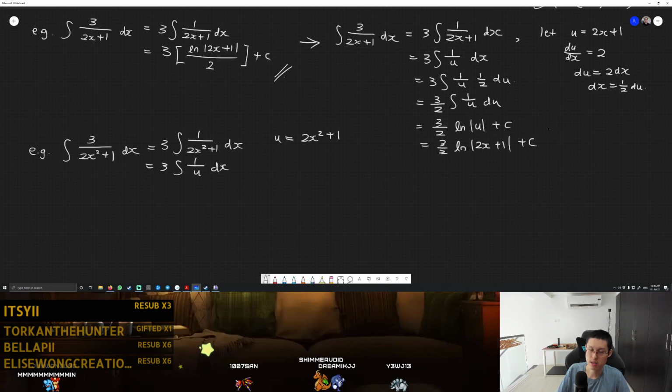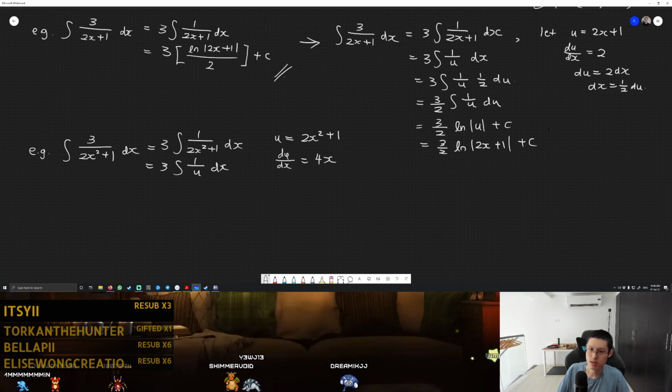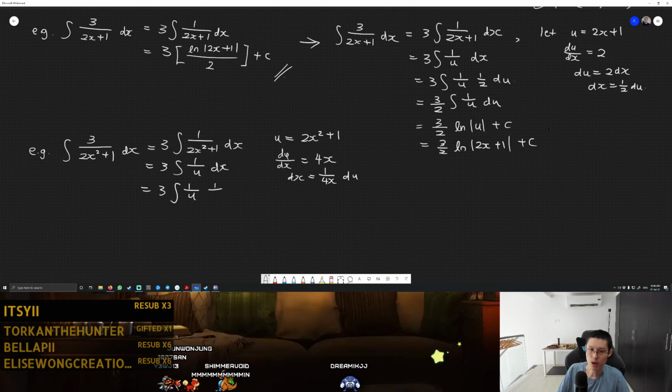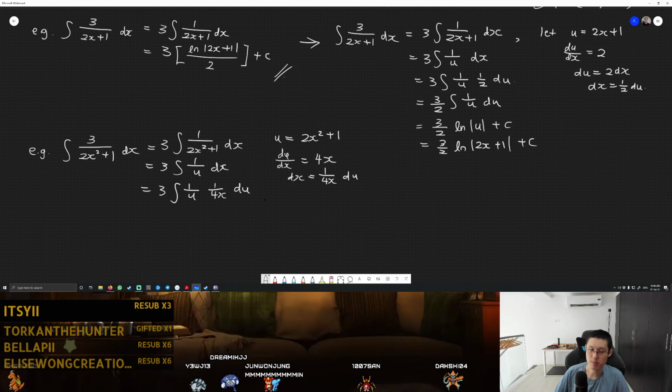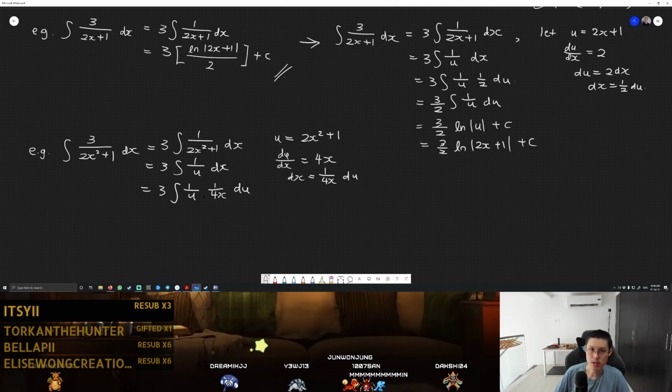Oh no, there's a dx here. We have to get rid of dx, so we have to put a du in there. So let's try differentiating this. We get 4x. So dx is going to equal 1 over 4x du. Hey, there we go. And I'm going to substitute that in. So 1 over u, 1 over 4x du. Oh no. Now we end up with a dilemma because now we have an x in here and we can't get rid of it. So we can't integrate it because there's a variable in here which is not in terms of u. So we're stuck.